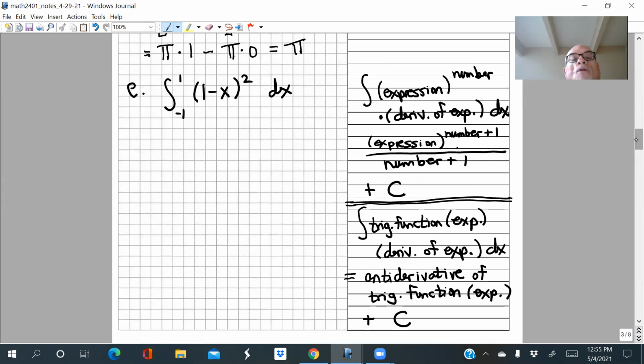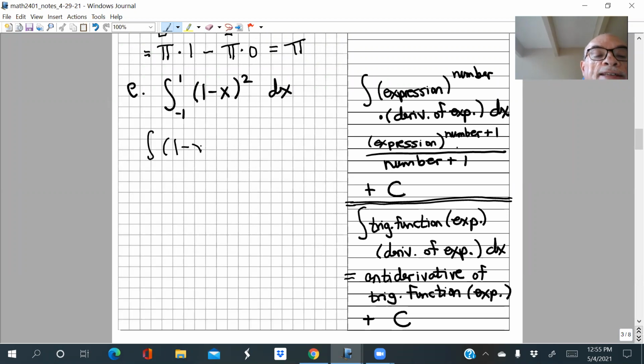Okay, let's try one more. So we want to find now what's this definite integral. That's the definite integral from -1 to 1 of (1 minus x) quantity squared. So in the usual fashion, we have to find first the antiderivative of (1 minus x) squared.